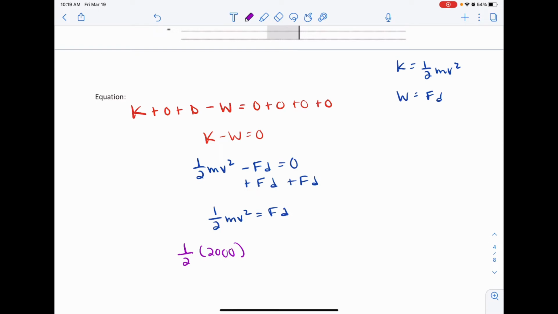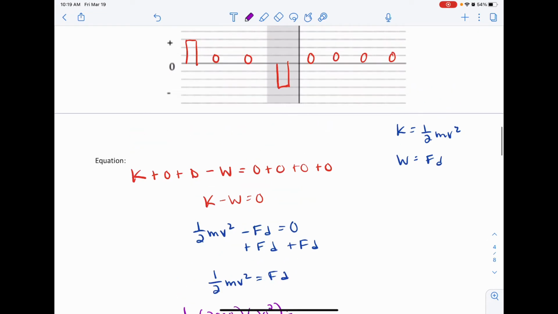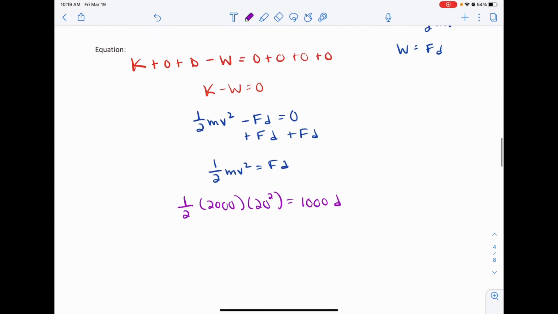Times, do I know my velocity? Yes, I do. It's 20 meters per second. Don't forget to square it. Equals my force, which I know is 1,000 newtons, times my displacement, which I don't know, so I'm going to leave it as d. So now I'm going to try and solve for d.